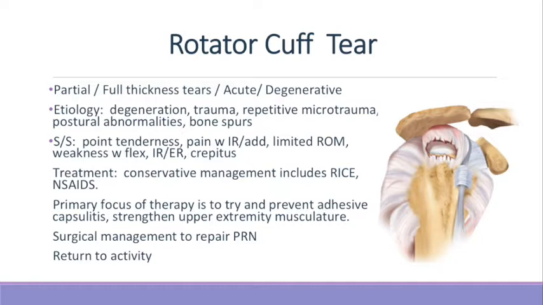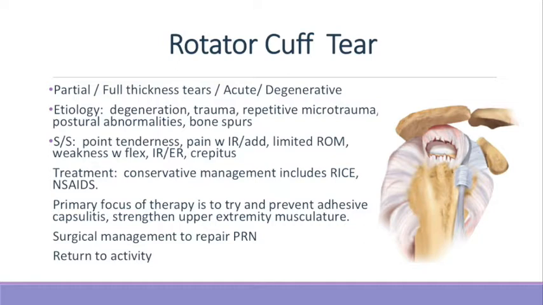Treatment will start with conservative management, which will include RICE and NSAIDs. Our primary focus with therapy would be to try to prevent adhesive capsulitis and to strengthen the upper extremity musculature. Surgical management can be used to repair, and it can be arthroscopic, mini-open, or a fully open approach.